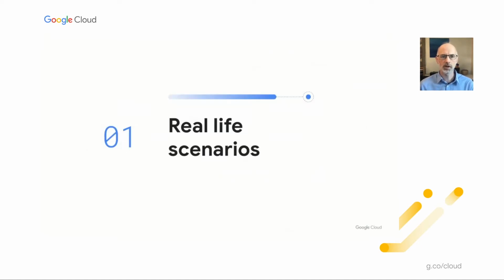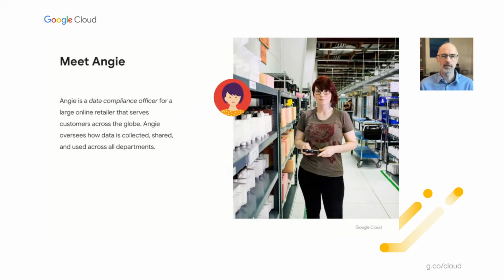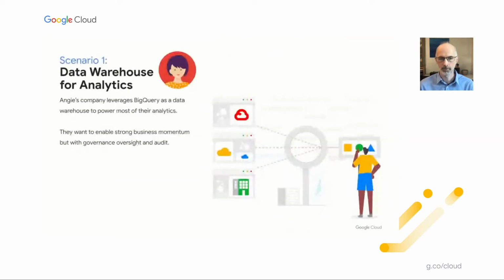So let's look at some real-life scenarios of how we can apply data security and privacy to our analytics workloads. And for this, let's meet Angie. Angie is a data compliance officer for a large online retailer, and they serve customers across the globe. And Angie is in charge of compliance and security across all departments.